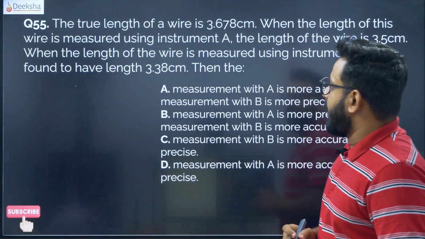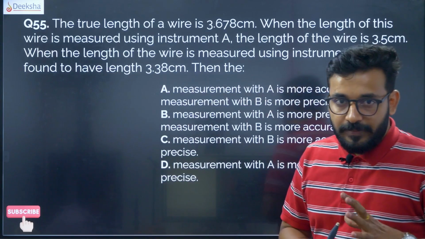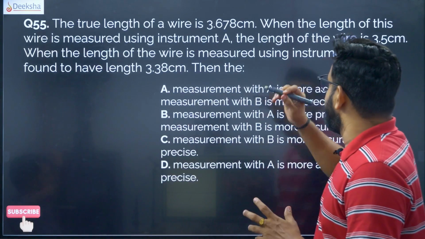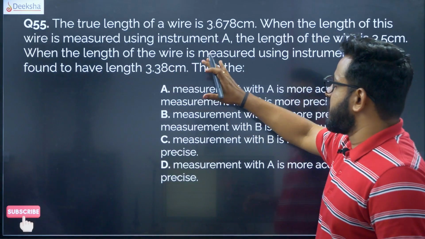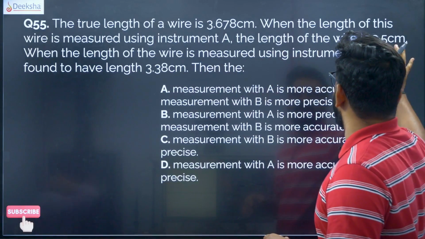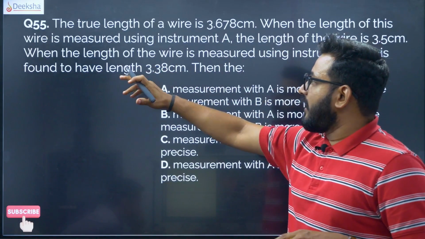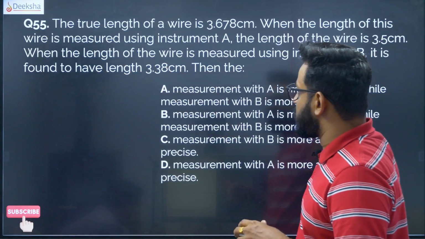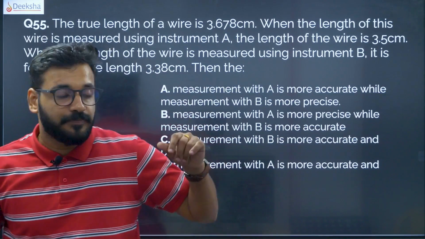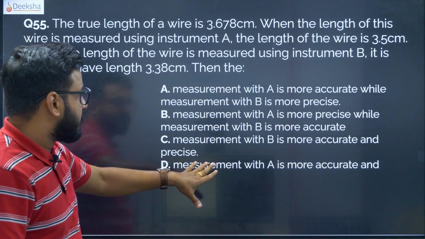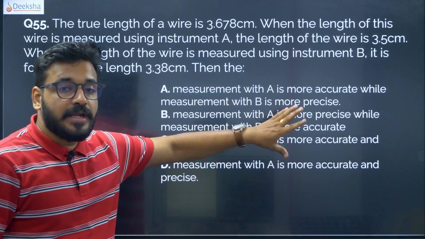The true length of a wire is 3.678 centimeter. When the length of the wire is measured using an instrument A, the length is 3.5 centimeter. And when the length of the wire is measured using another instrument B, it is found to be 3.38. Now, the correct answer is, so they are asking about which is accurate and which is precise.